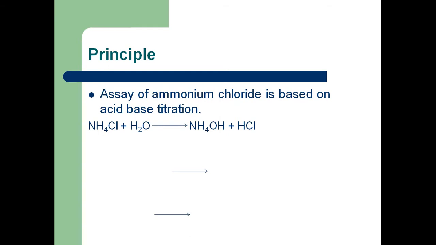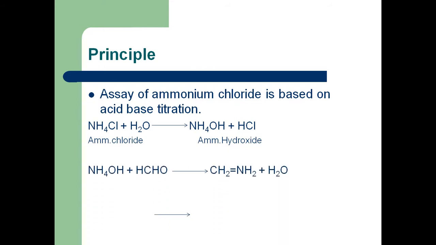Now the ammonium hydroxide which is liberated can favor the reverse reaction, that is, ammonium hydroxide can combine with HCl to again give ammonium chloride. To prevent this we add formaldehyde. NH4OH plus formaldehyde will give methylene imine. Thus formaldehyde will prevent the back reaction, that is, it will not allow ammonium hydroxide to combine with HCl. The liberated HCl is then titrated with NaOH to give NaCl and water.